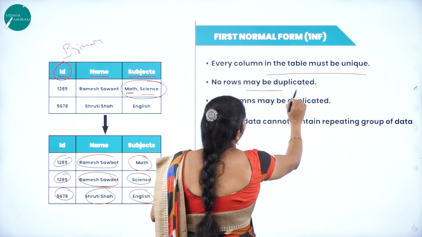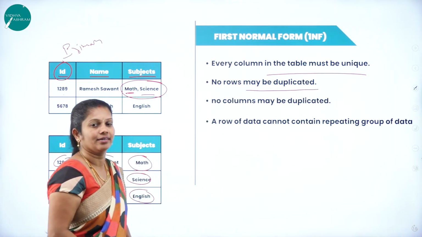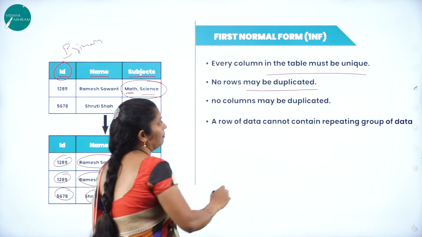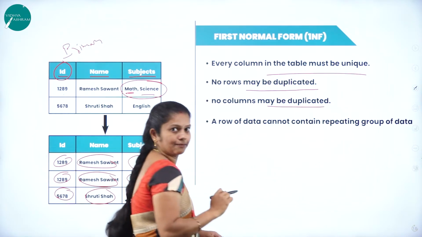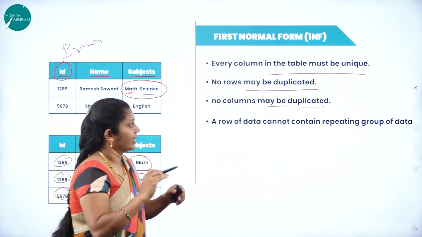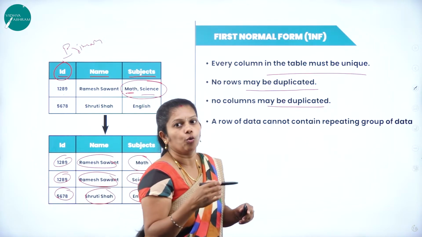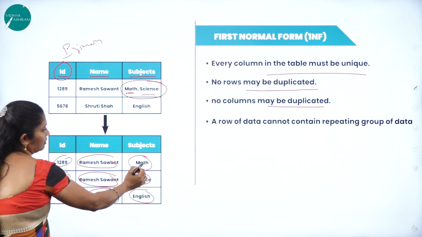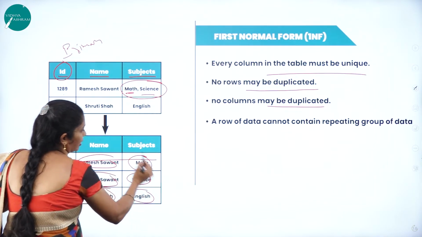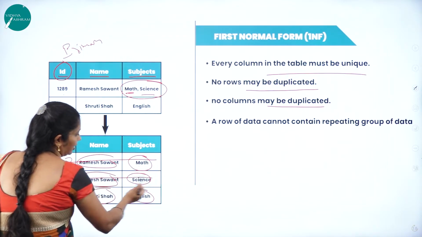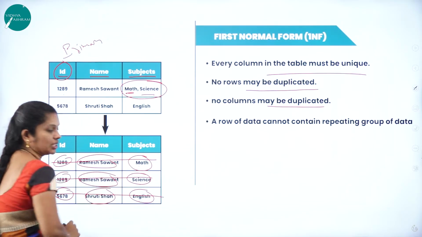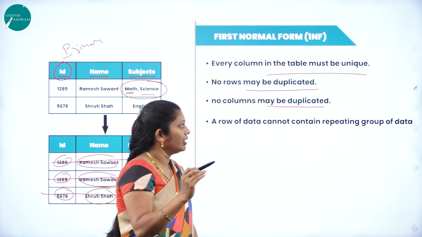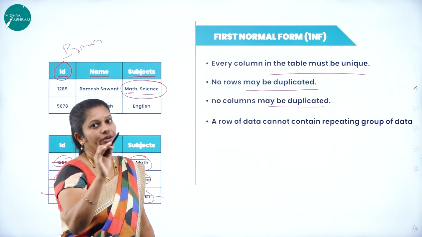No row may be duplicated here. No row should be duplicated. Then no column may be duplicated here. Then a row of data cannot contain a repeating group of data. See, each row, observe here, these two contents will be the same, but when we come to this particular column here, it is maths. If you come to this one here, it is science. If you come to this, here the subject is English. That means no row of data can contain a repeating group of data.